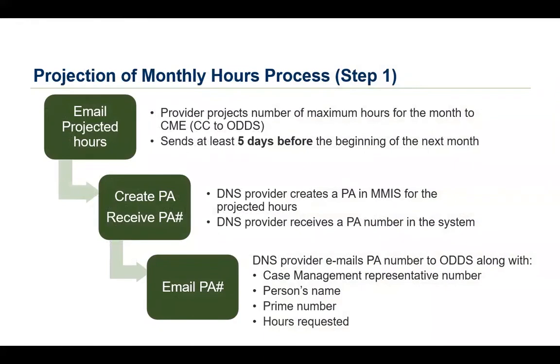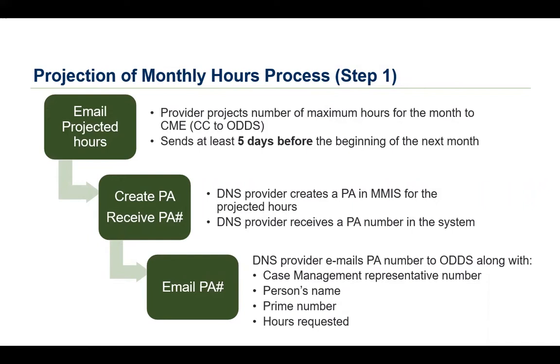In order to meet the requirements of a prior authorization, a DNS provider must, at least 5 days before the beginning of the next month, send to the CME or CDDP with a secure email and a CC to ODDS, a projection of the number of maximum hours for the month the provider will work with the DNS eligible person. So you need to do that for each DNS eligible person. You can use the odds.rn support email box and include the CME representative.